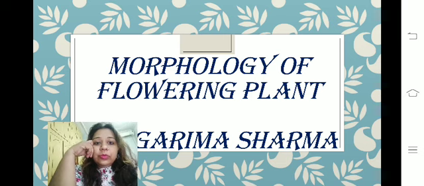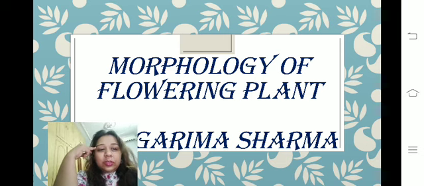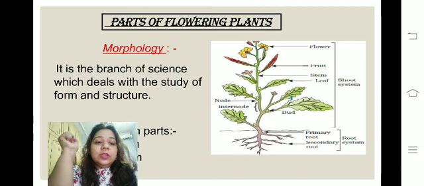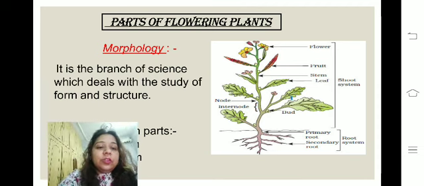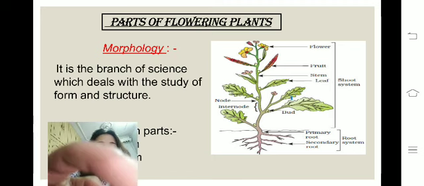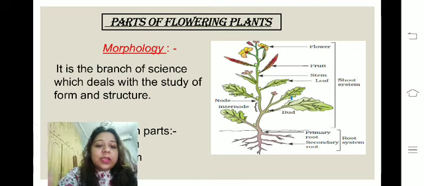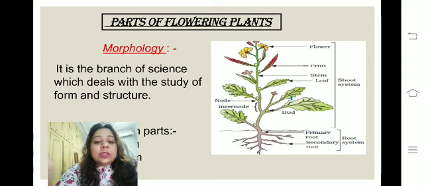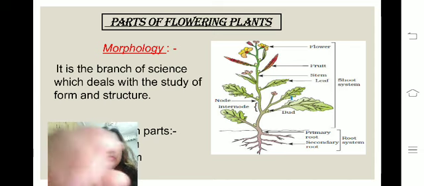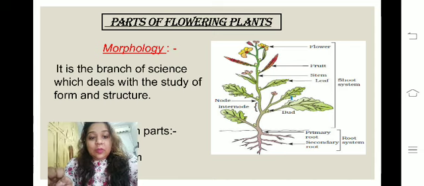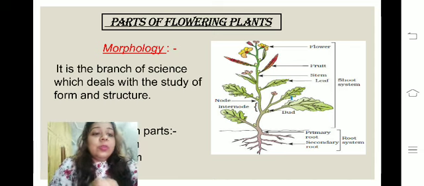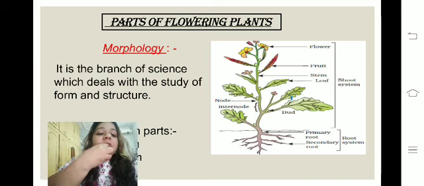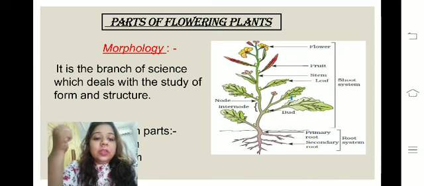So here I am going to discuss the morphology of flowering plants. Now what do you mean by the morphology of flowering plants? Morphology is a branch of science that deals with the study of form and structure. Study of form and structure means basically the physical appearance of any organism. So here I am going to discuss the physical appearance or physical structure of flowering plants.